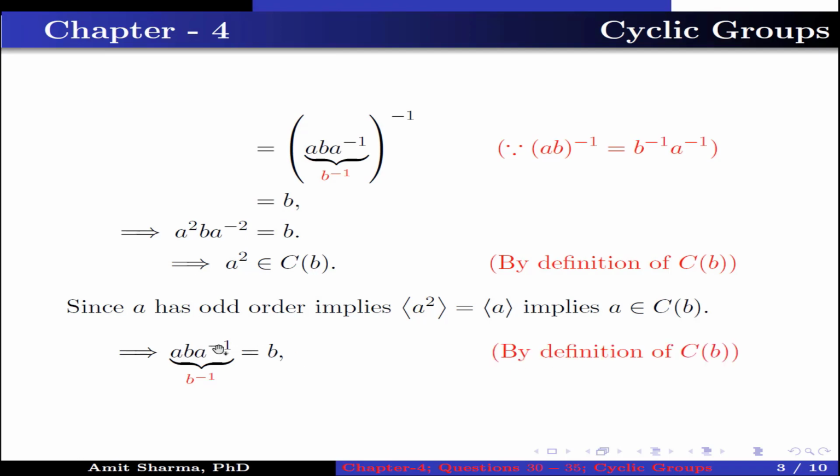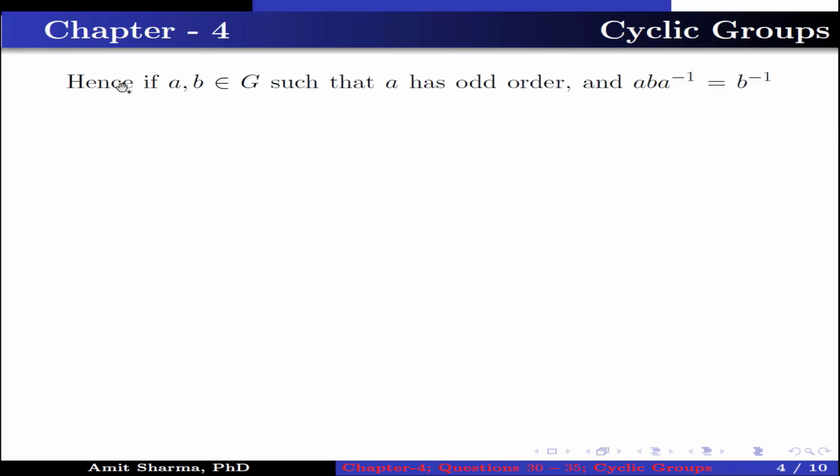The value of a b a inverse is equal to b inverse. This implies b inverse is equal to b. Now multiplying b on both sides, we get b square is equal to identity. Hence, if a, b belong to G such that a has odd order and a b a inverse is equal to b inverse, then b square is equal to identity.